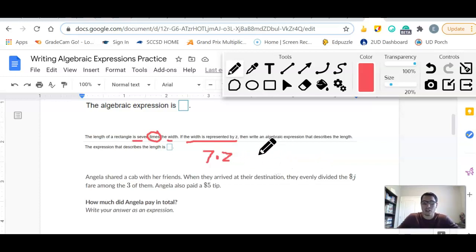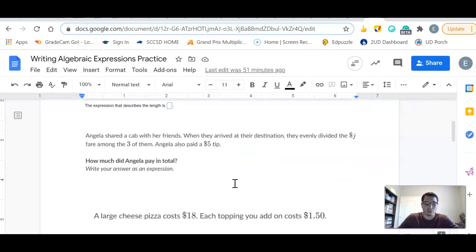So 7 times z is your answer there. This is a correct answer, but the way you will see it written most often is 7z. Remember, we can combine these two together. The 7 is your coefficient, the z is your variable. We do not need a dot in between them. Okay, let's move on to the next problem.